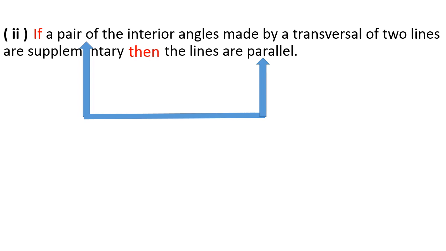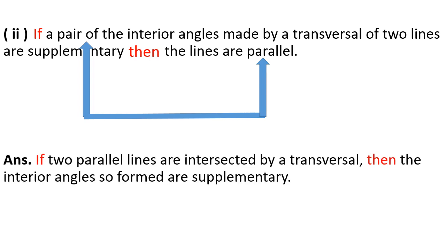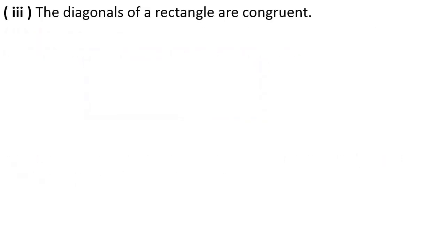We will get a new statement, and that new statement will be known as converse of the given statement. So your new statement would be, if two parallel lines are intersected by a transversal, then the interior angles so formed are supplementary. Now here we have the third question.